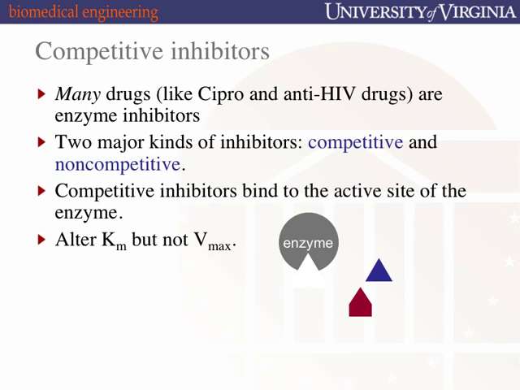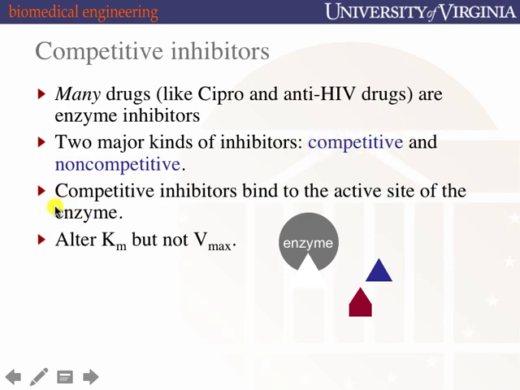All right, so let's talk about inhibitors, and then we're going to talk about regulation. An inhibitor is a type of regulation, which implies that we're going to downregulate. We're going to reduce enzymatic activity. Many drugs, like Cipro and a lot of the anti-HIV drugs, are actually enzyme inhibitors.